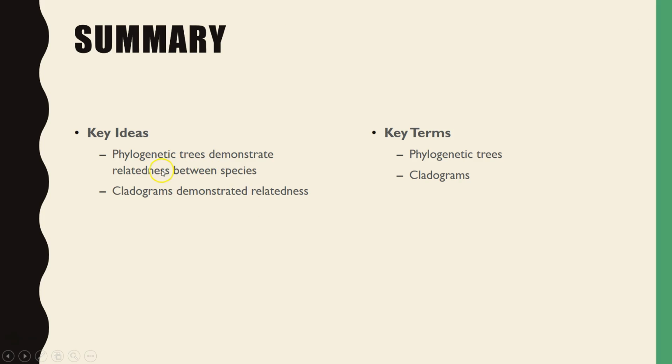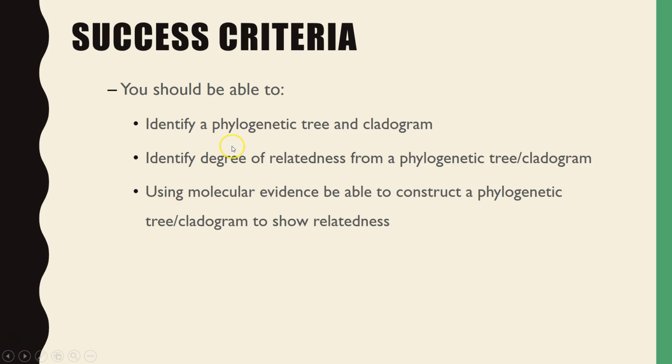This is the summary of the lesson. Phylogenetic trees demonstrate relatedness between species, and cladograms demonstrate relatedness. However, there are caveats, and these are the key terms. You should now be able to identify a phylogenetic tree and a cladogram and identify the relatedness using these particular examples and use molecular evidence to construct a phylogenetic tree.